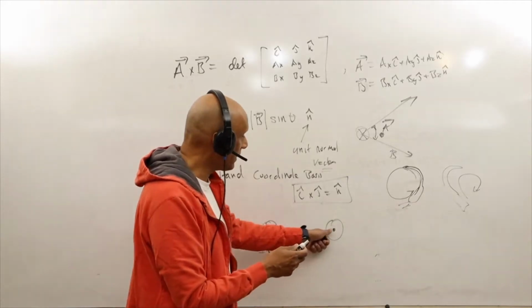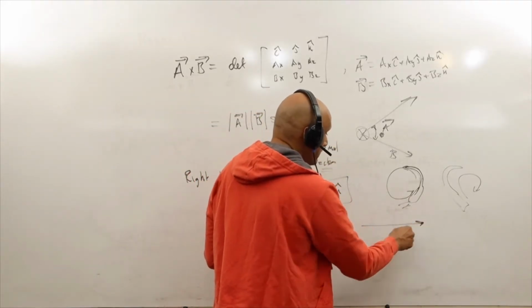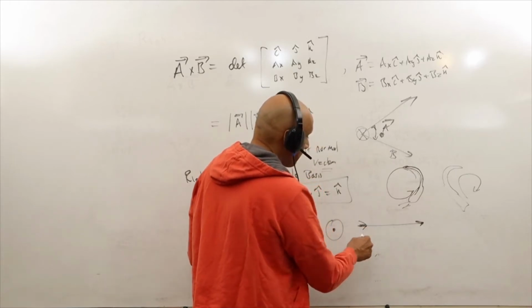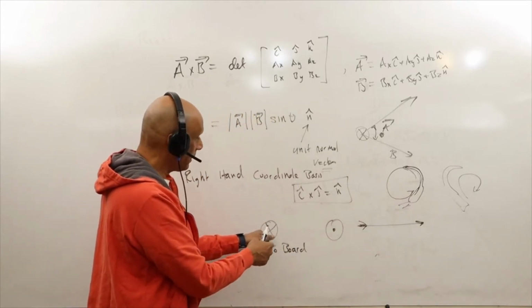You're seeing the tip of the arrow. So you remember, an arrow basically is the front end, which is a little point, and then it's got some feathers at the end of the arrow. And so when it's going into the board, the arrow is facing away from you and going into the board.